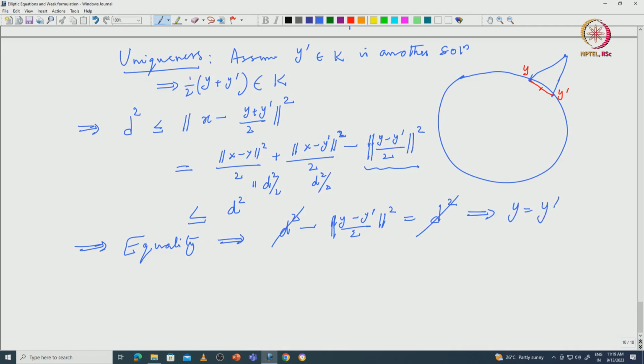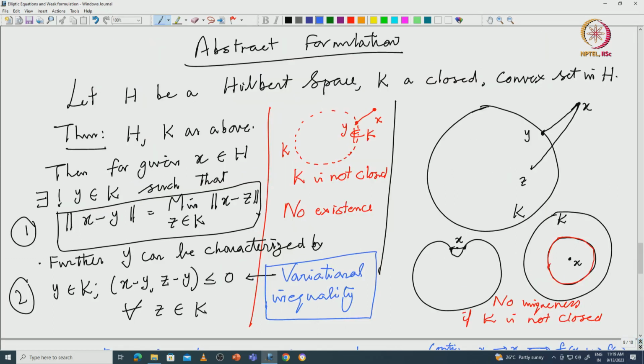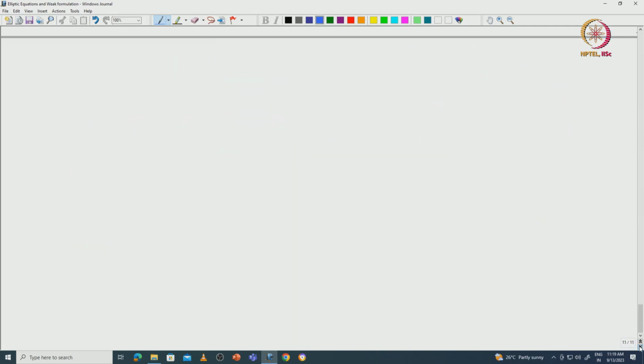So, you prove the existence and uniqueness. Now you have to do the characterization. So, you proved the existence and uniqueness. Now, you have to prove the equivalence of 1 and 2. So, let us prove the equivalence of 1 and 2.